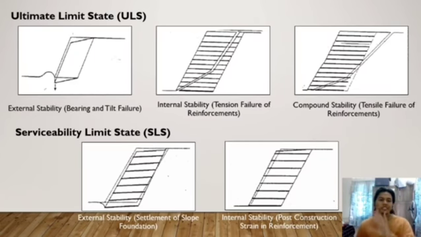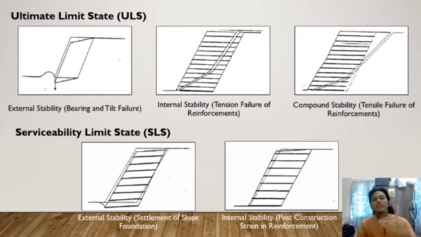Okay, as you can see here, this is the example for the ultimate limit state and the serviceability limit state. As I mentioned, there are external stability, internal stability, and compound stability. For the ultimate limit state, ULS, the first one is bearing and tip failure, which is external stability. Second, tension failure of reinforcement, which is internal stability. And the last one, for compound stability, the example shown is tensile failure of reinforcement.